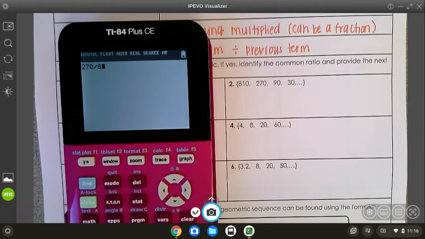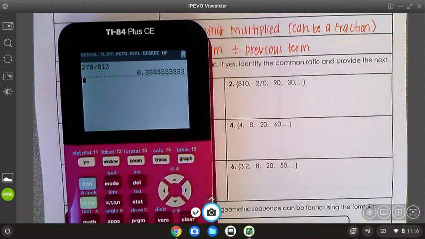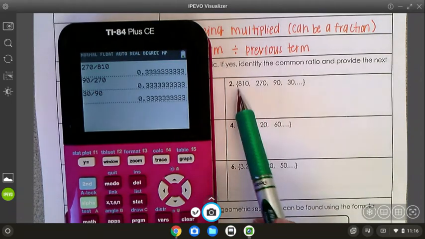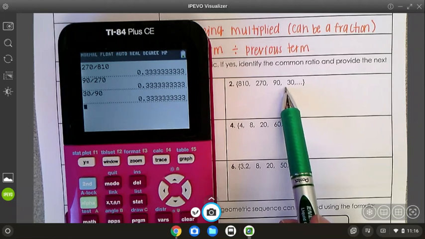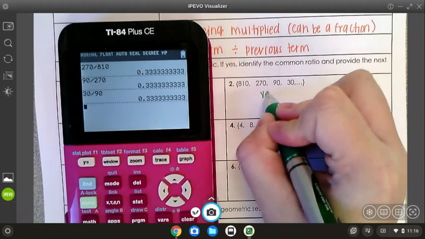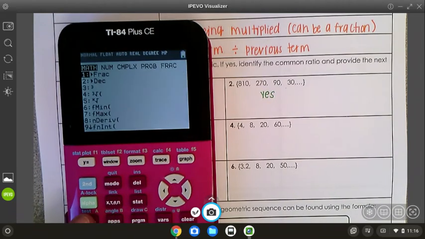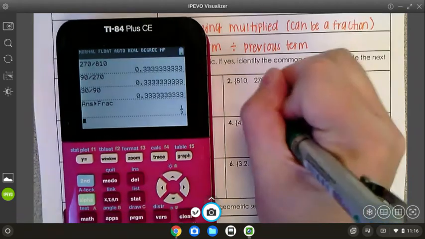270 divided by 810. We don't need to convert to a fraction until we're sure that it's geometric. So 90 divided by 270, 30 divided by 90. So every time I'm getting the same number. And it's best to write it as a fraction. So yes, it is geometric. But to convert it to a fraction, if you don't know what 0.3 repeating is, if you go to math, enter. It's 1/3.